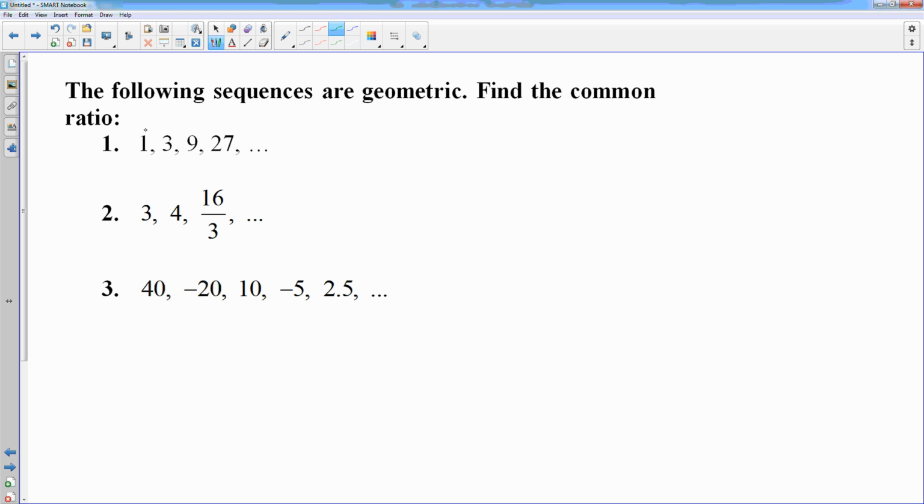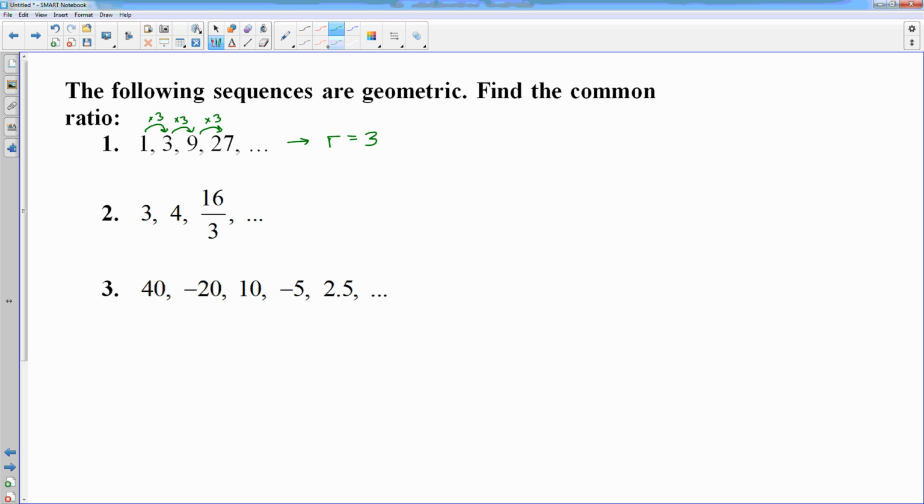Now, number one here is pretty easy. To go from 1 to 3, we multiply by 3. To get from 3 to 9, we are multiplying by 3. From 9 to 27, we are multiplying by 3. And whatever number it is that you're multiplying by is your common ratio. So for number 1, your ratio is 3. And that one's pretty easy to see, hopefully.